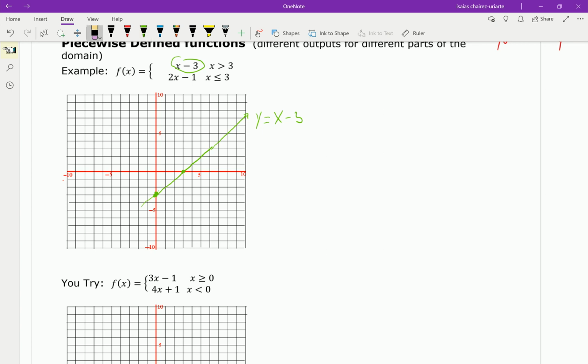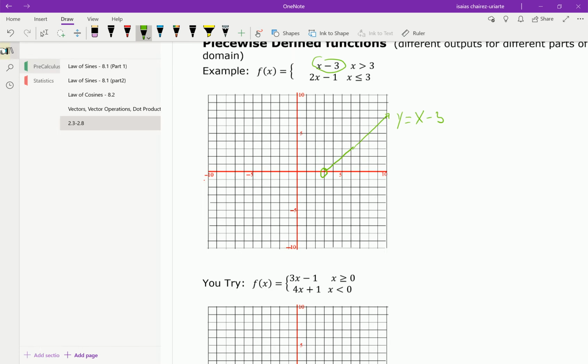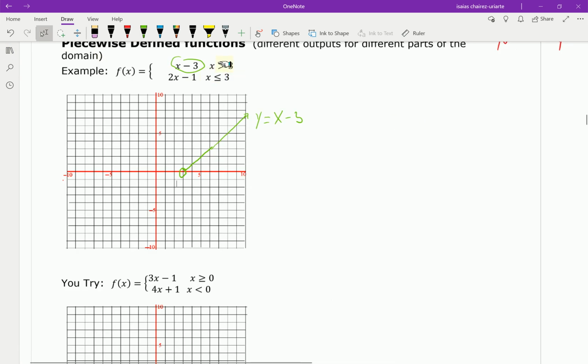So I really do not need this left part, so I'm going to erase it. I just used it temporarily to help me draw the line. And what I know here is that this should be an open circle because of the type of inequality that I'm dealing with. Because of this inequality, that lets me know that this is an open circle right there.